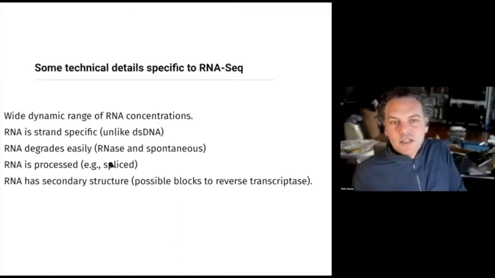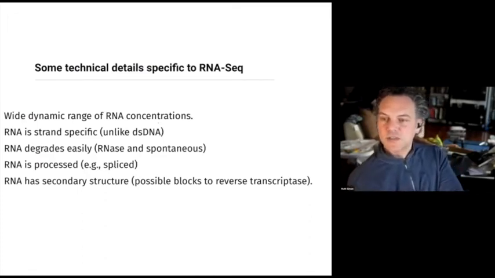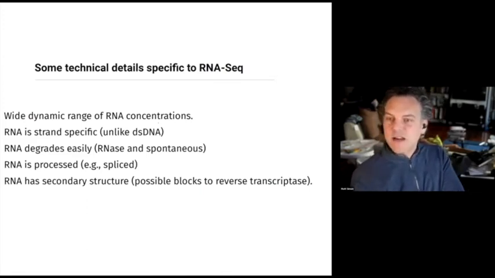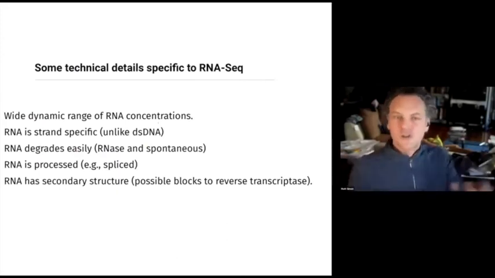There's this processing, so the splicing of RNA, which means we can't just use the genomic information to guess what our RNA sequence is, because the RNA sequence might be discontinuous with respect to the genomic information, because your exons come together and you cut out giant introns.